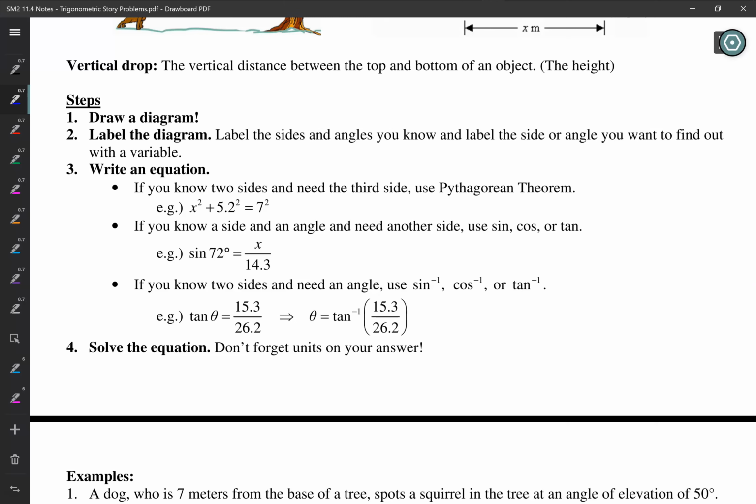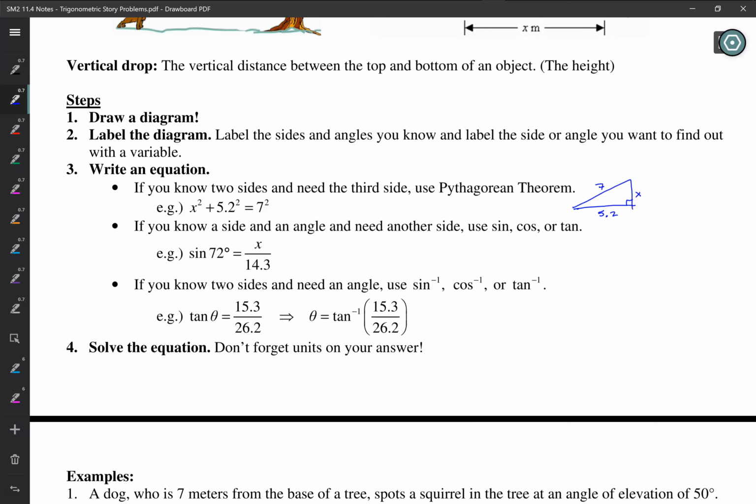So if you know two sides of the triangle and you need the third side, use the Pythagorean theorem. So for instance, if you had this situation right here, and this side was 5.2 and this side was 7, and you're trying to find x, you could write the equation x squared plus 5.2 squared equals 7 squared.